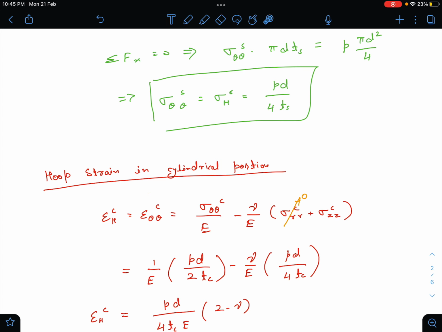Hoop strain. So hoop strain is epsilon hc, which we also represent as epsilon theta theta c. C stands for the cylinder. So it would be, this is Hooke's law, sigma theta theta by E minus nu by E times sigma RR plus sigma ZZ. Now when we started talking about the thin cylinders and thin spherical shells, we assumed that sigma RR is very small compared to the other two stresses. So that's why it has been neglected.